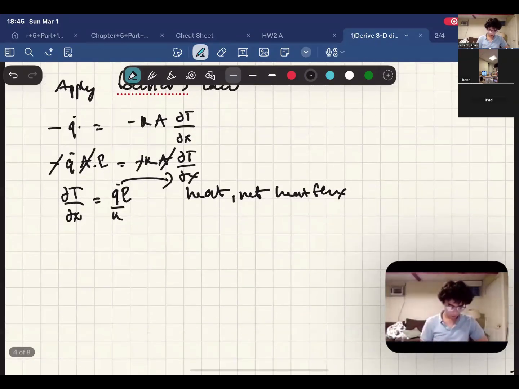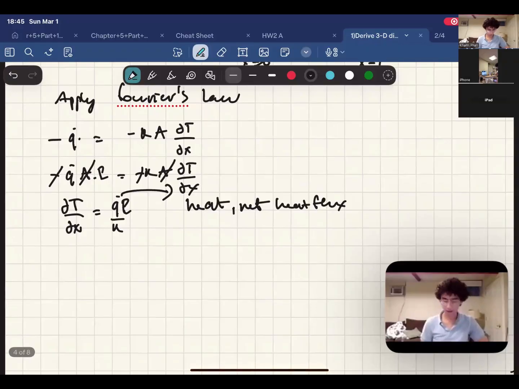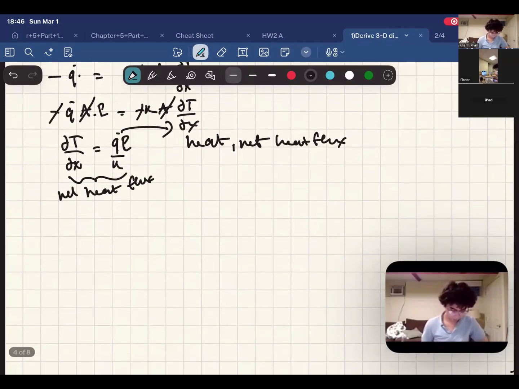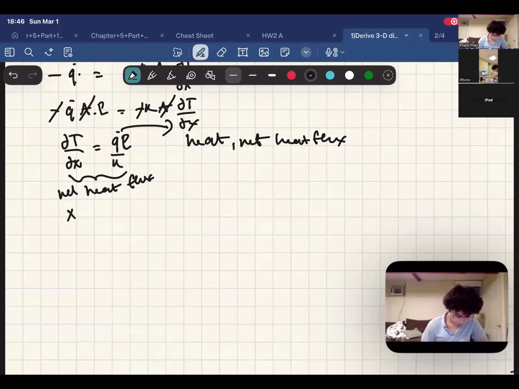So now we're gonna find the heat flux for each of these individually, and then we're gonna apply it into our energy balance. So overall, this entire thing is just the net heat flux that we learned in the first chapter. So now let's find the heat flux for each of the coordinates.